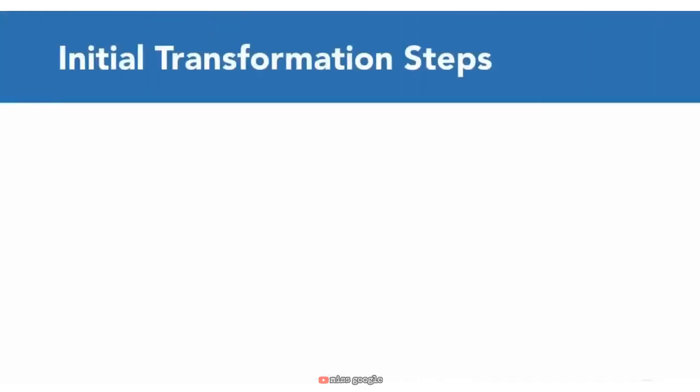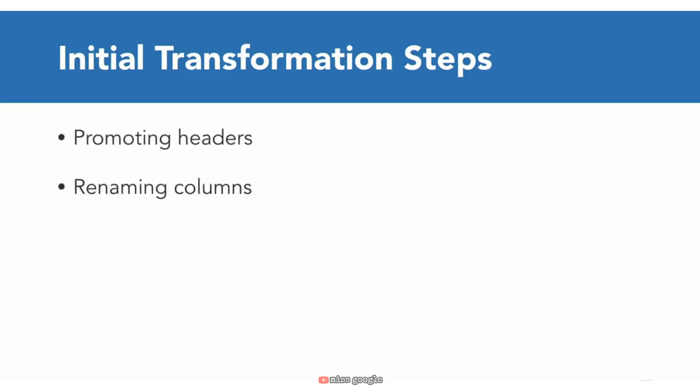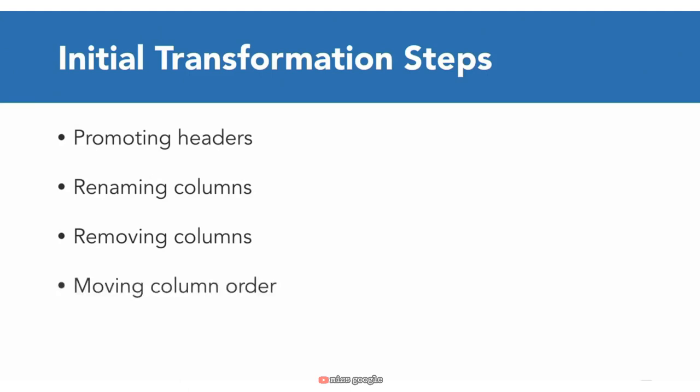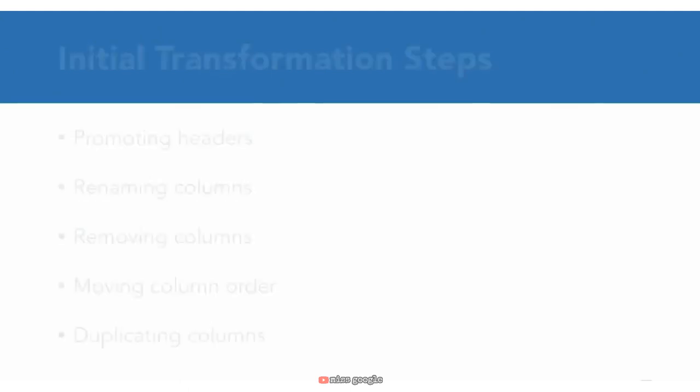We have already extracted data, and in looking into the metadata as well as changing the data types, we started the transformation step of the ETL process. To make a useful data table, we can undertake helpful initial transformation steps for columns, such as promoting the first row as headers for the column names, renaming columns, removing unneeded columns, moving columns around, or duplicating them.